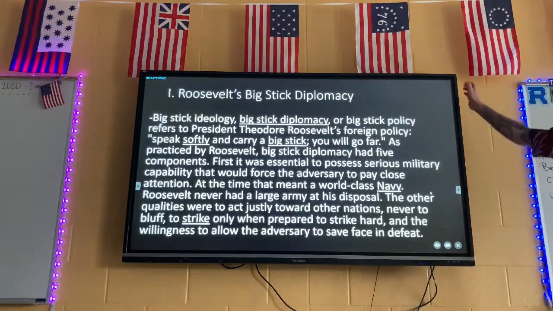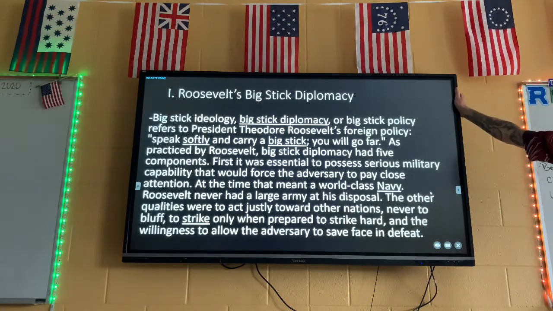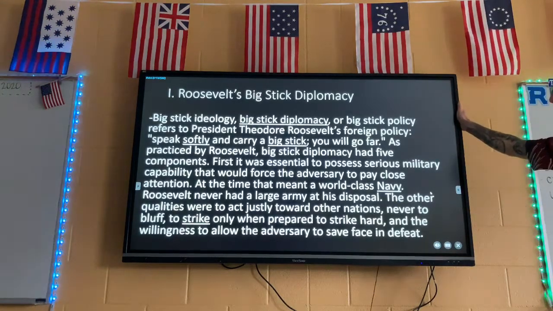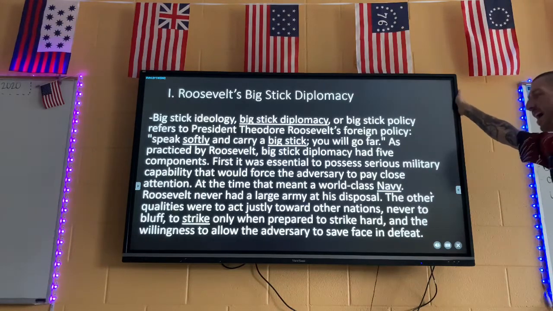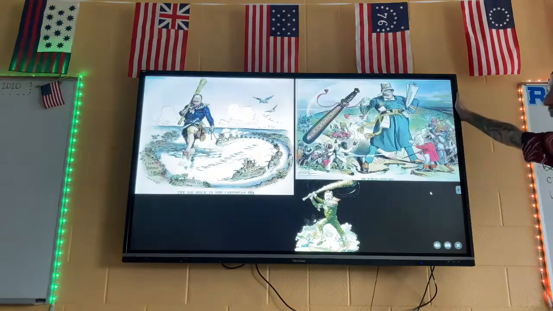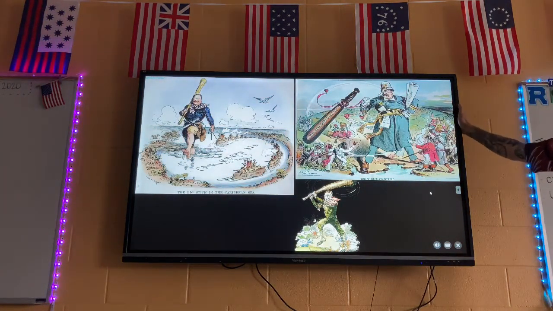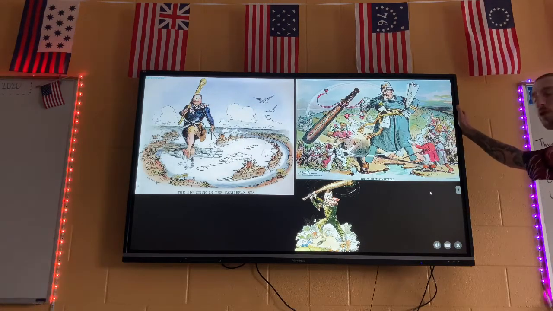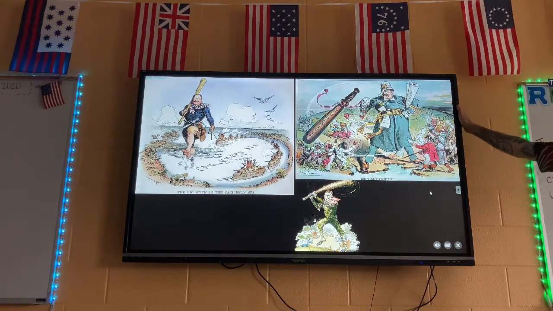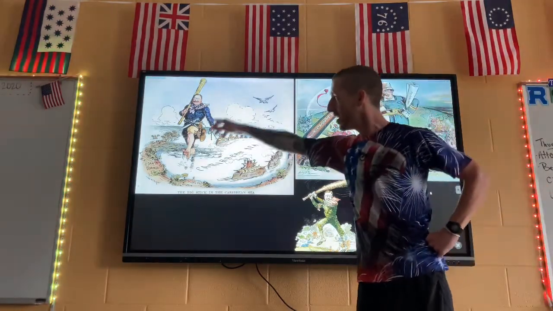Okay, so like I said before, Roosevelt's idea is to speak softly and carry a big stick. And he says, you will go far if you do this. Roosevelt's Navy was really how he flexed on everybody. The Army at the time wasn't really that big because we hadn't fought any big wars yet. But our Navy was going around the world all the time, trading and protecting trade ships. So our Navy was pretty good at the time. So the big stick for Roosevelt is his Navy.